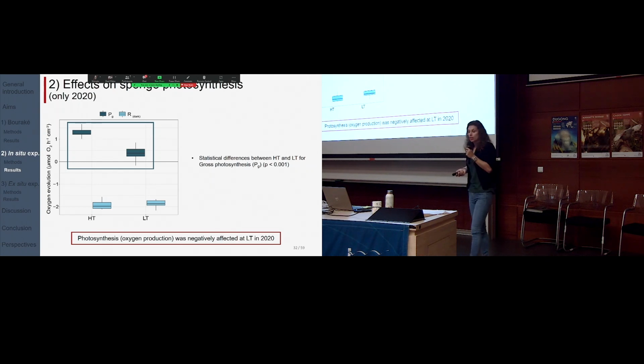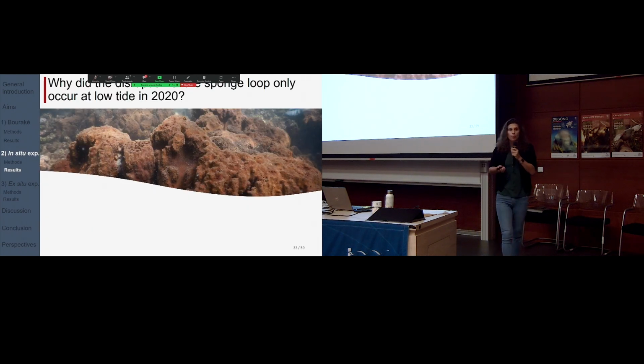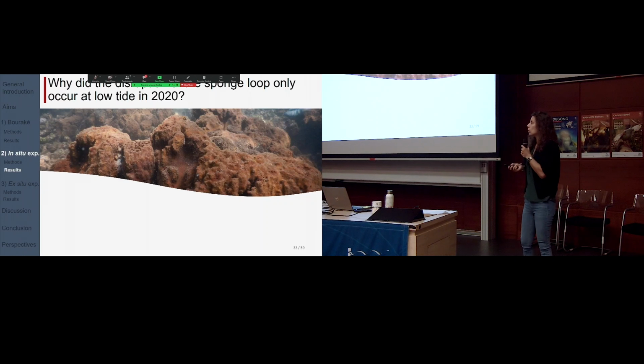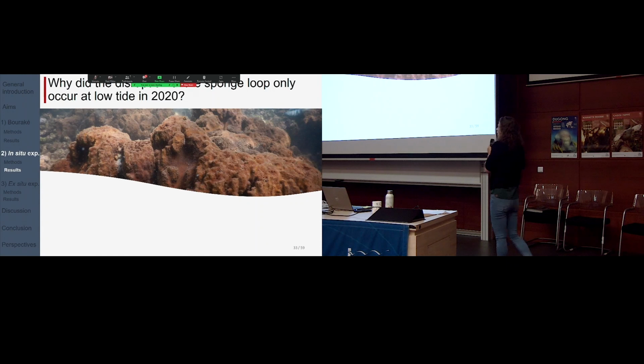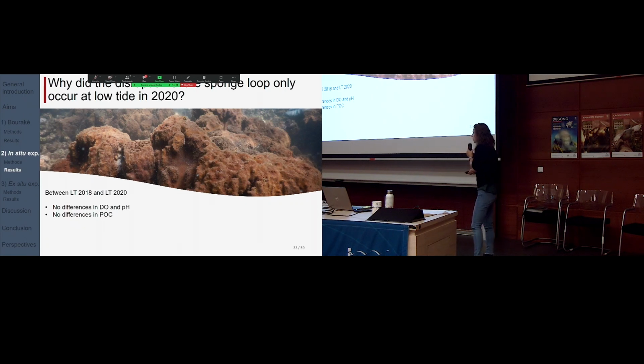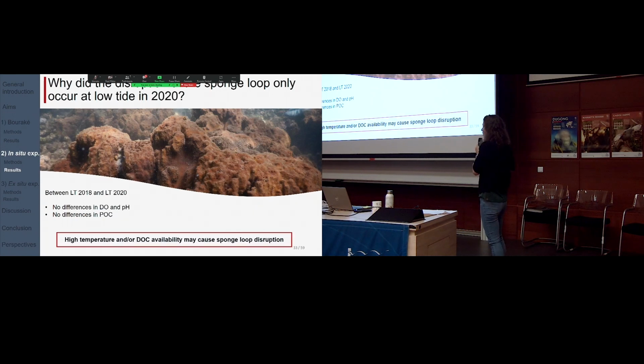So now the question is, why does the sponge loop disruption only happen during the low tide in 2020 and not before? To answer this question, I looked into the environmental parameters between the two low tides in 2018 and 2020. Dissolved oxygen, pH, and POC were similar between tides and years. Then, by exclusion, high temperature and high DOC availability could be the main cause of the sponge loop disruption.